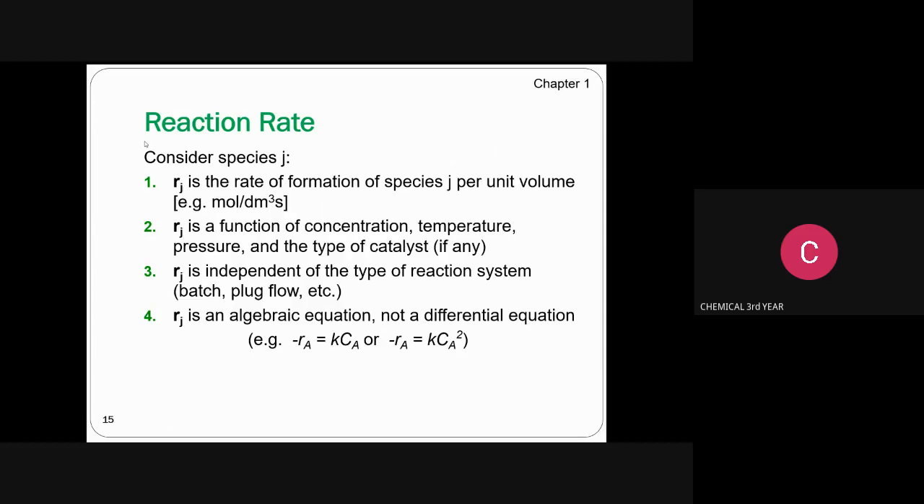What is the difference between example 1 and 2? Take a minute, have a look and tell me the difference. The main difference is that example 1 is the first order reaction and example 2 is the second order reaction. Okay.